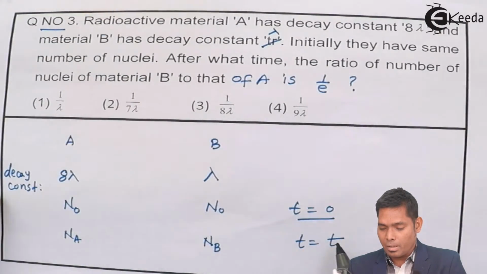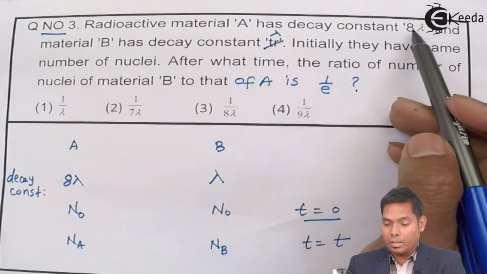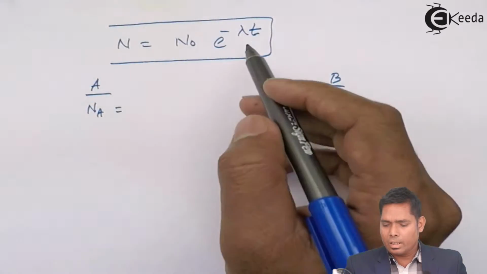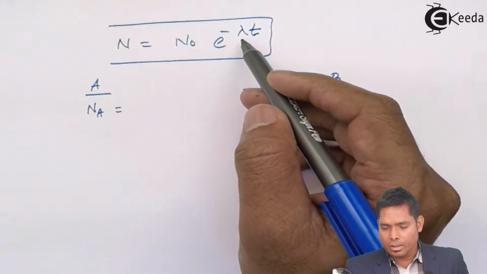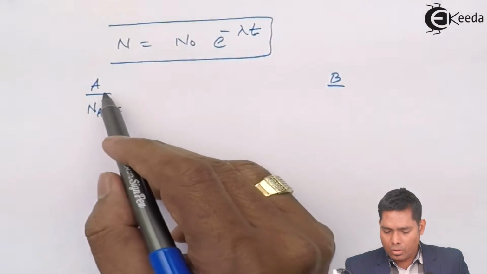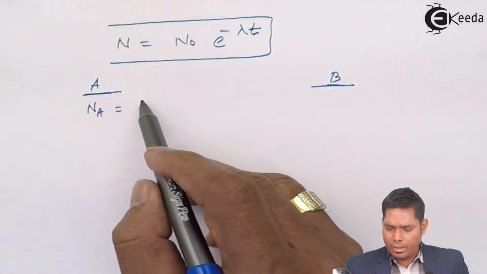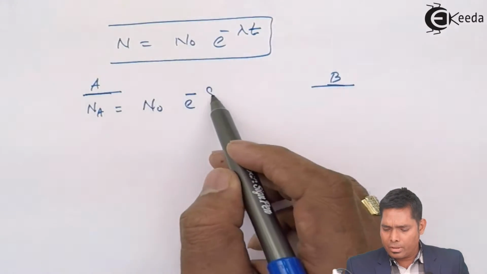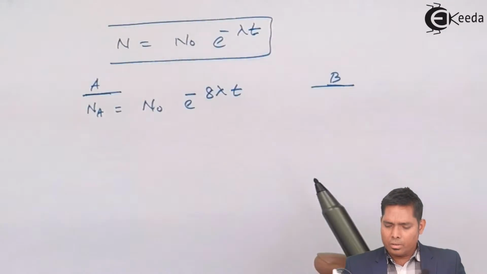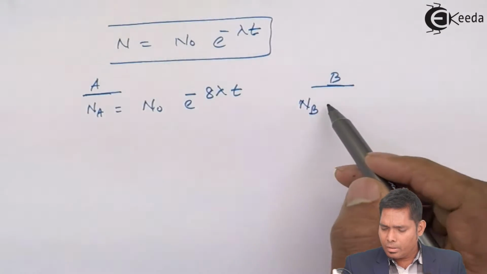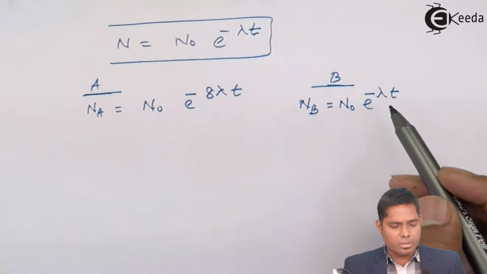So this time will remain the same, but then NA and NB will be different, because that depends upon the decay constant. You can see here that this lambda stands for the decay constant, and that is different. So for material A, I write NA equals N0 e raised to the minus 8 lambda t. Here it is 8 lambda, and for B, I write NB equals N0 e to the minus lambda t, because that was only lambda.